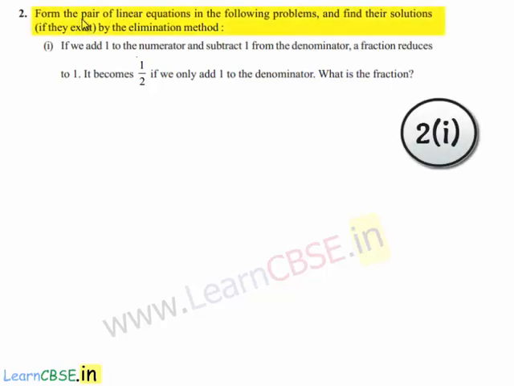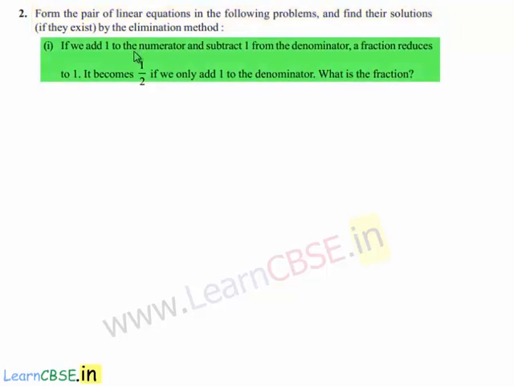Coming to the second problem, form the pair of linear equations in the following problems and find their solution if they exist by the elimination method. The first bit given is, if we add 1 to the numerator and subtract 1 from the denominator, a fraction reduces to 1. It becomes 1 by 2 if we only add 1 to the denominator. What is that fraction? So let us see the solution for this problem.